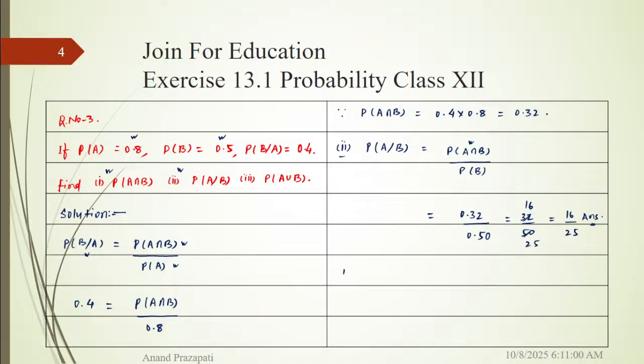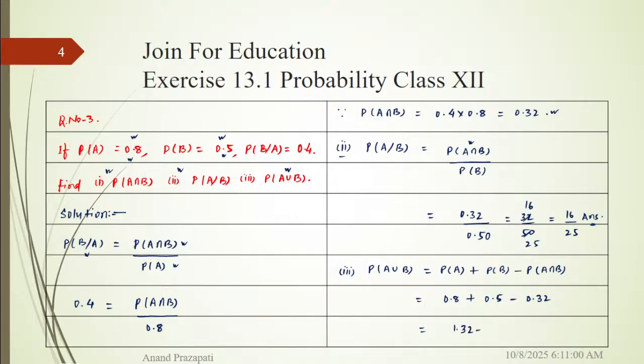Let's see the third part. So probability of A union B equal to probability of A plus probability of B minus probability of A intersection B. Now putting the values of all of these three, the probability of A is 0.8, so we write here 0.8, and probability of B is 0.5, so we write here 0.5 minus probability of A intersection B, we found here 0.32.